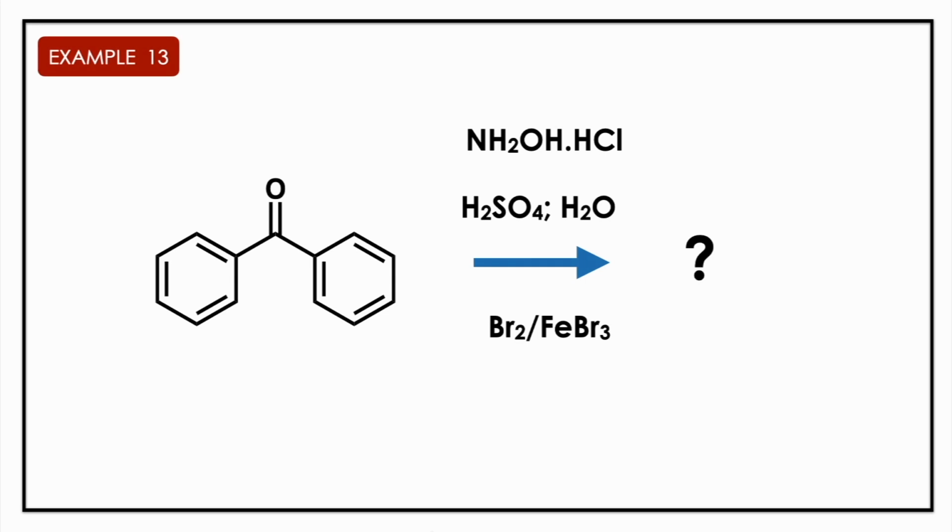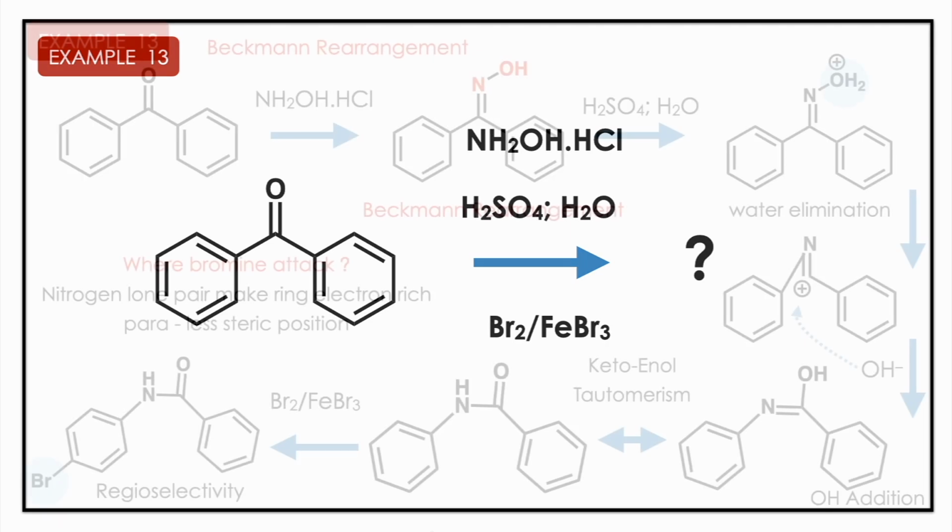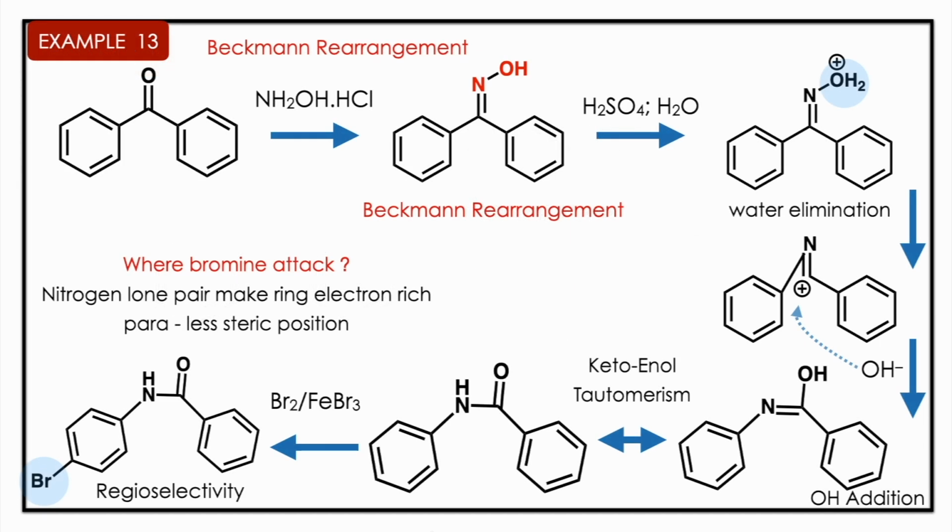Then the next example, you have benzophenone. You are treating it with hydroxylamine hydrochloride, sulfuric acid, water, bromine and ferric bromide. You should find what will be the final product. Here it is an organic conversion reaction. Many reagents are there. First step will be oxime formation because you have a ketone and hydroxylamine.